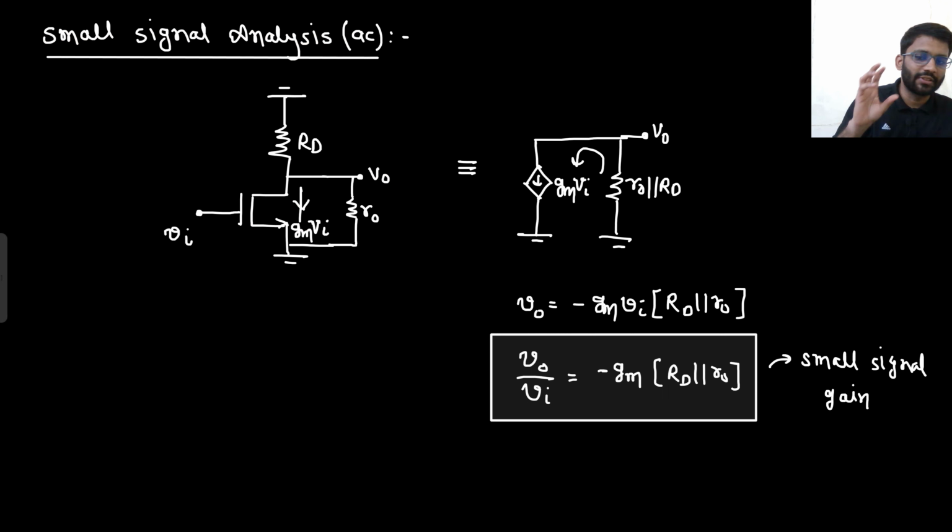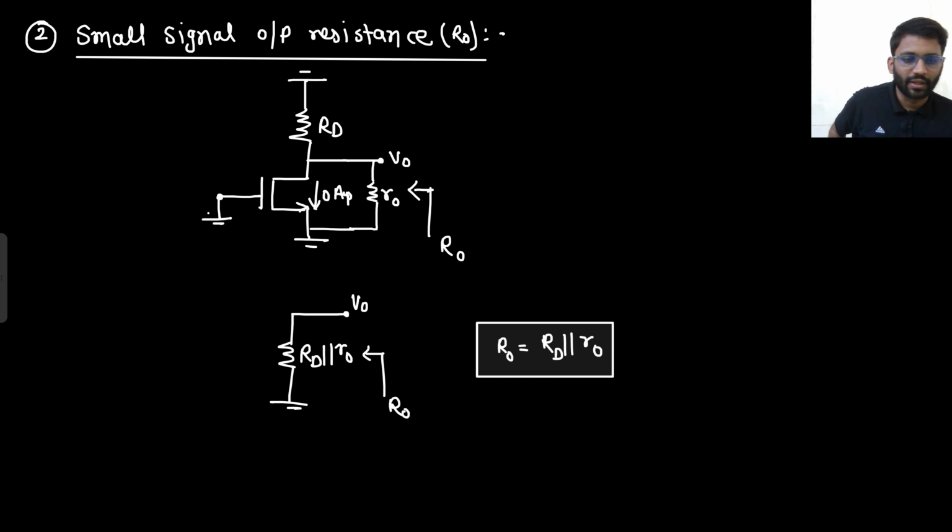Then we saw the small signal analysis. We found the small signal gain. That was gm vi current flowing through RD parallel r0. So the gain was minus gm times RD parallel to r0. What was the small signal output resistance? vi was getting shorted. So RD parallel r0.